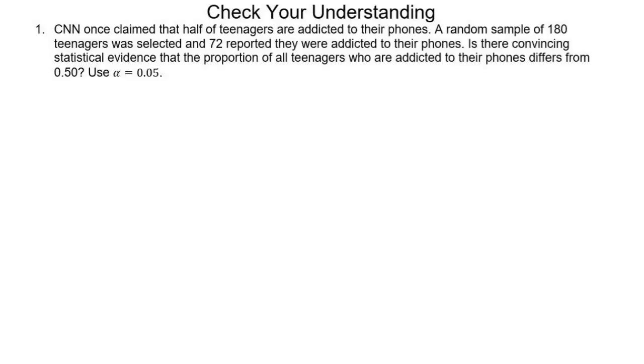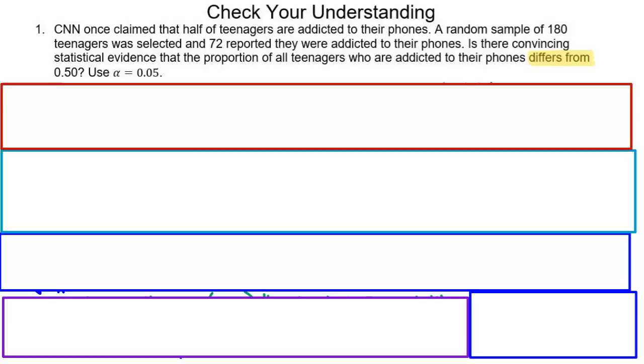All right, so the setup to the problem. CNN once claimed that half of teenagers are addicted to their phones. A random sample of 180 teenagers was selected, and 72 reported that they were addicted to their phones. Is there convincing statistical evidence that the proportion of all teenagers who are addicted to their phones differs from 0.50? Use alpha equals 0.05.